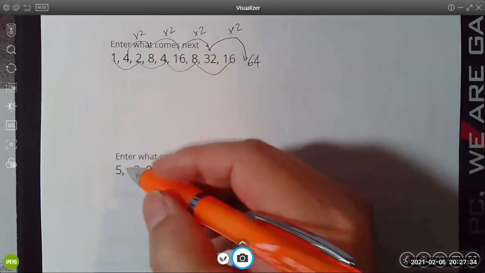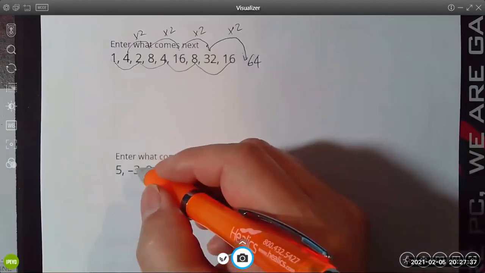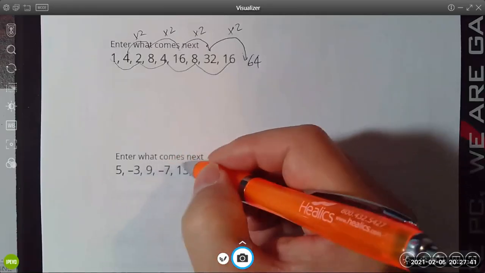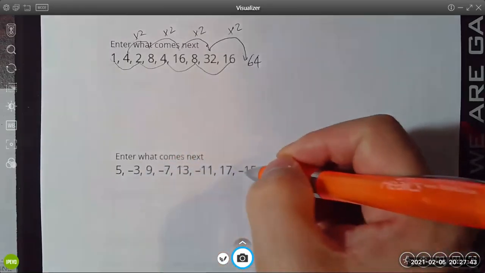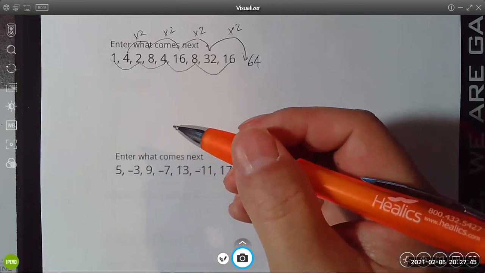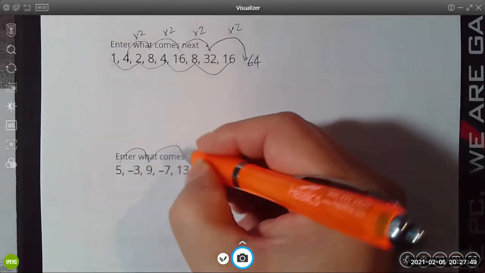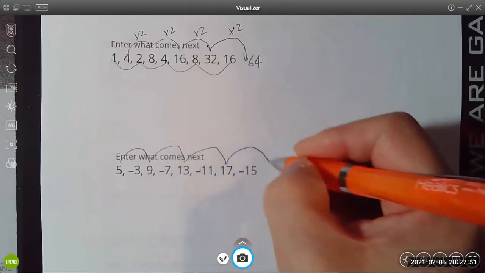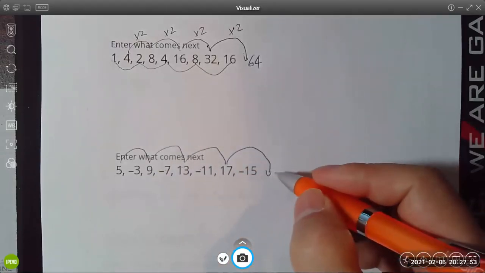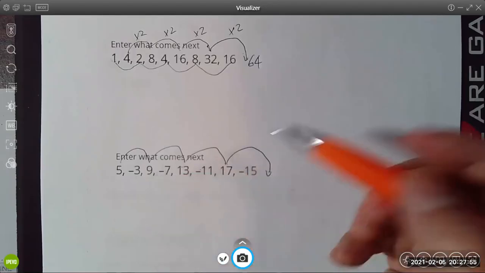Let's say from 5 to -3, that's a decrease. -3 to 9, increase, decrease, increase, decrease, increase, decrease. Pretty much like the previous one. So we look at every other one. 5 to 9, 9 to 13, 13 to 17, 17 to, this is what we need actually. We don't even need to look at the other sequence.